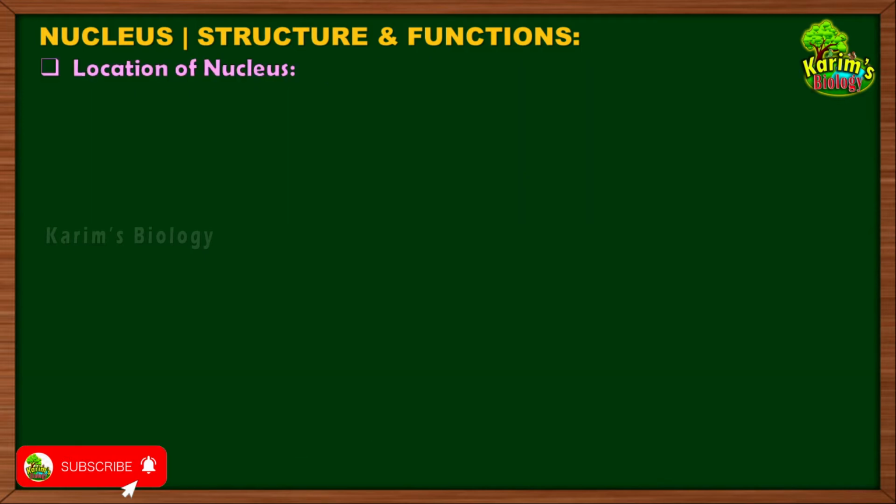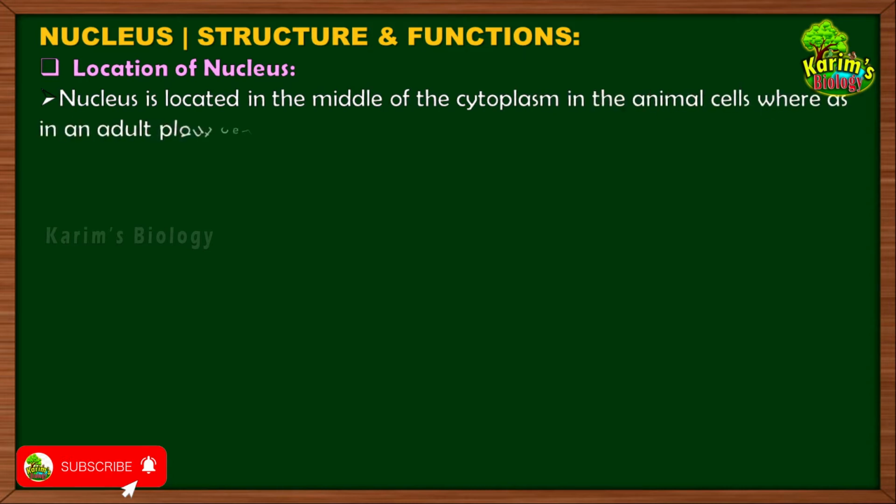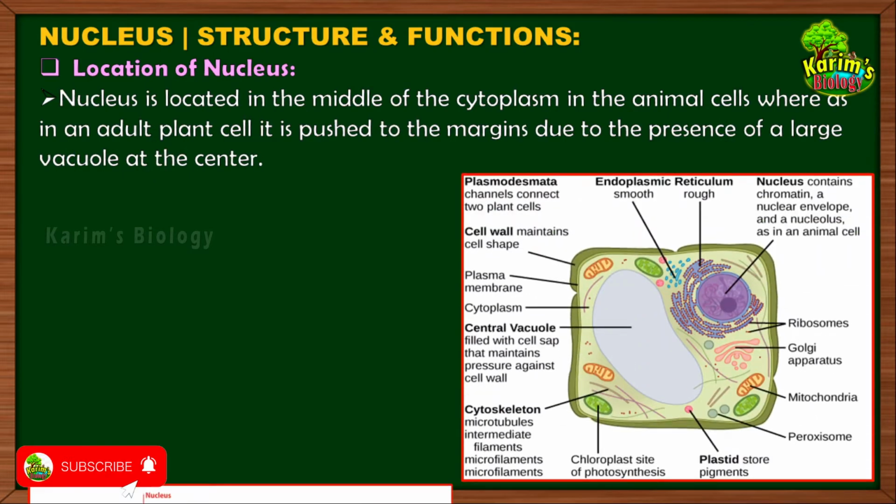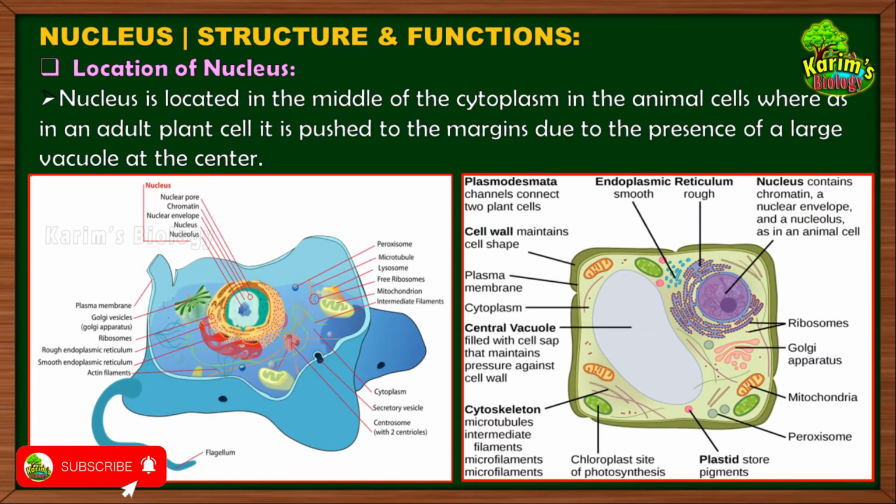Now let us find out the location of nucleus. Nucleus is located in the middle of the cytoplasm in animal cells. Not exactly at the middle, but almost at the middle in most of the cases. Whereas in an adult plant cell, it is pushed to the margin due to the presence of a large vacuole at the center. So let me show the picture.